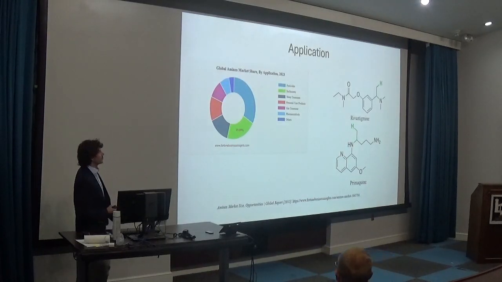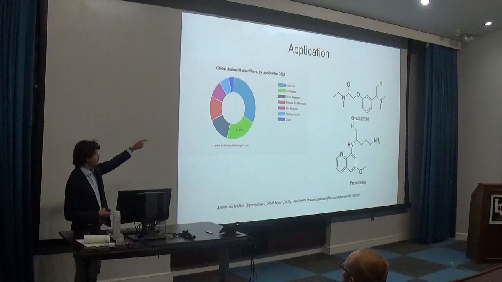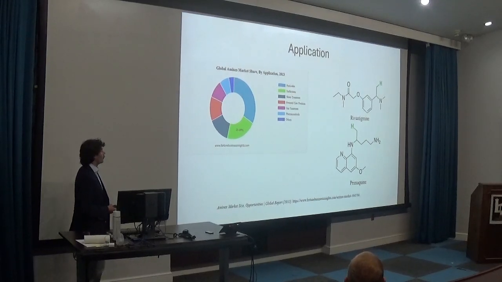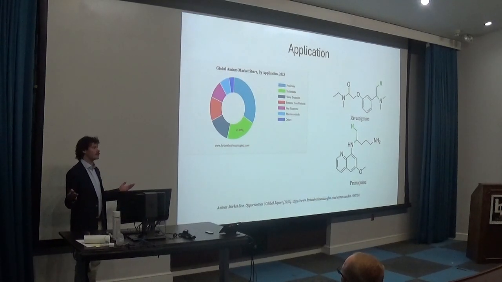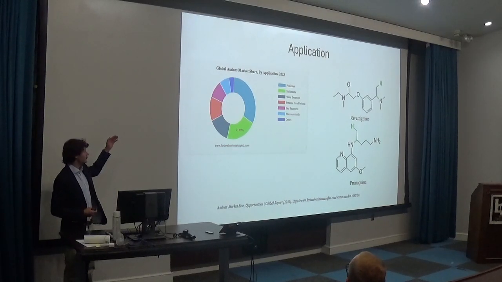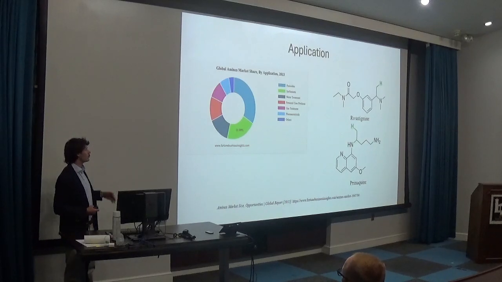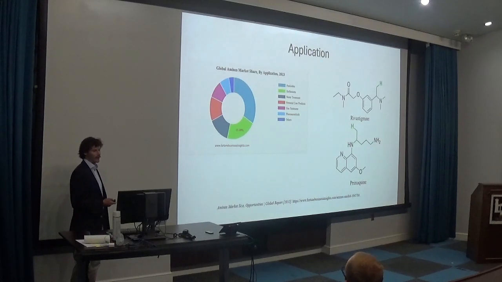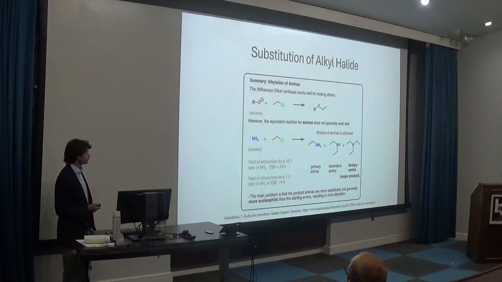So, amines, they're nitrogen-containing compounds, as shown in those two drugs on the far right. And why are amines important? They're used in a ton of different markets, such as surfactants, pesticides, pharmaceuticals, and water treatment. And I'm going to focus on pharmaceuticals today.